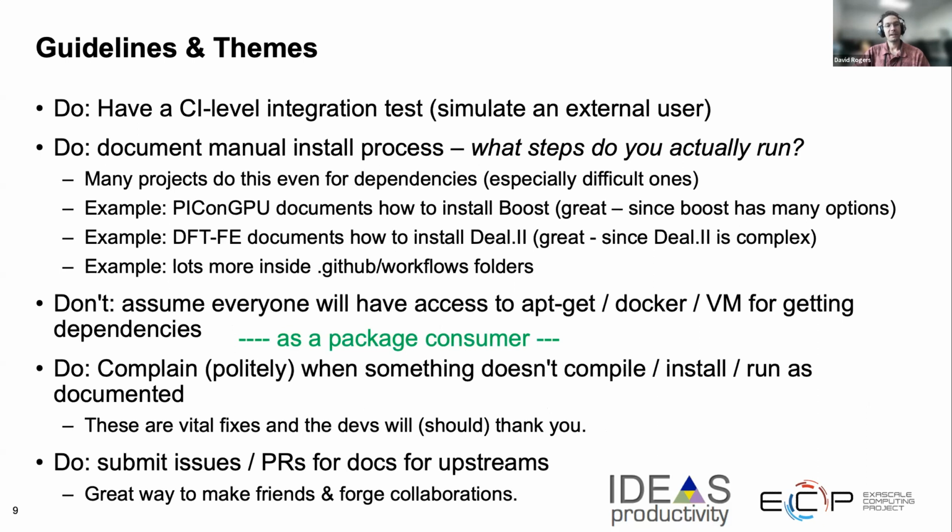So finally, on guidelines and themes, I want to talk about some do's and don'ts. Thinking both as a developer and as a user, it's good as a developer to have your continuous integration, or CI, where you're building your source code and testing it as you're putting it up to the public GitHub repository. It's good to have a CI level integration test that simulates an external user downloading and installing your package and its dependencies for the first time. So that high level test is great because it shows the user perspective every time.